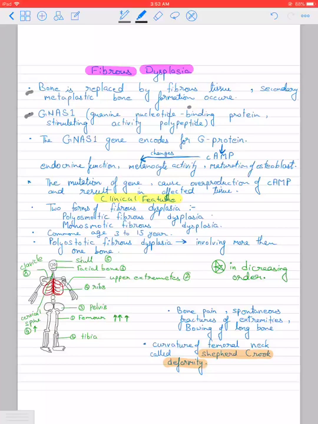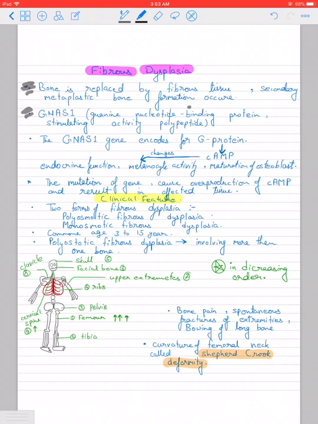Let's start with this point. Fibrous dysplasia. In this disease, bone is replaced by fibrous tissue and secondary metaplastic bone formation occurs.